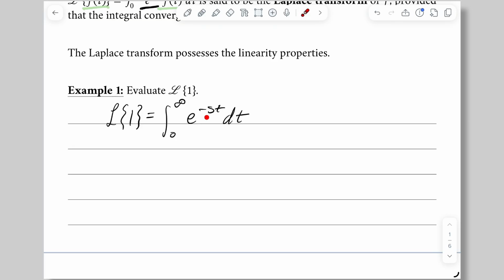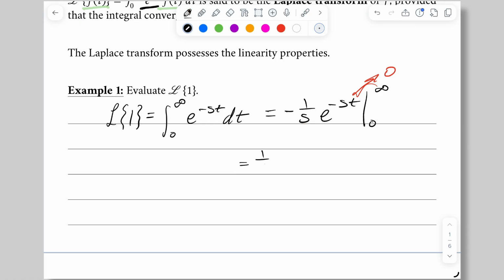Now, to integrate e to the negative st, I think about what I would do if I differentiated it. I would multiply by negative s using the chain rule, right? So to integrate it, I'm going to divide by negative s. We have e to the negative st over negative s, evaluated from 0 to infinity. The negative in front of the s in the exponent puts that term in the denominator. When we put infinity in place of t, the result is going to be 0. When we put 0 in place of t, that gives us a factor of 1. And since we're subtracting the lower limit evaluation, the answer turns out to be 1 over s.